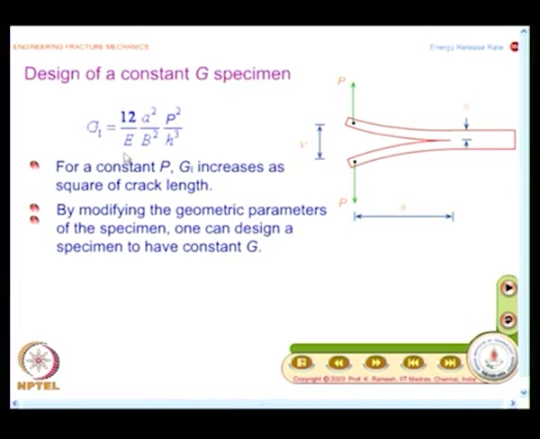And what you find in this expression is that G increases as the square of the crack length. G is a function of A squared. By playing with the geometric properties of the specimen, it is possible to have a specimen of constant G. And what are the geometric properties that we can change? We can play with thickness B as well as H.